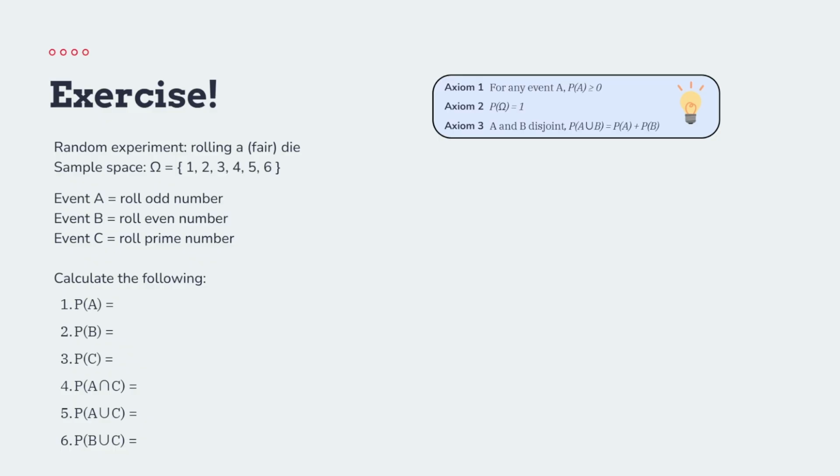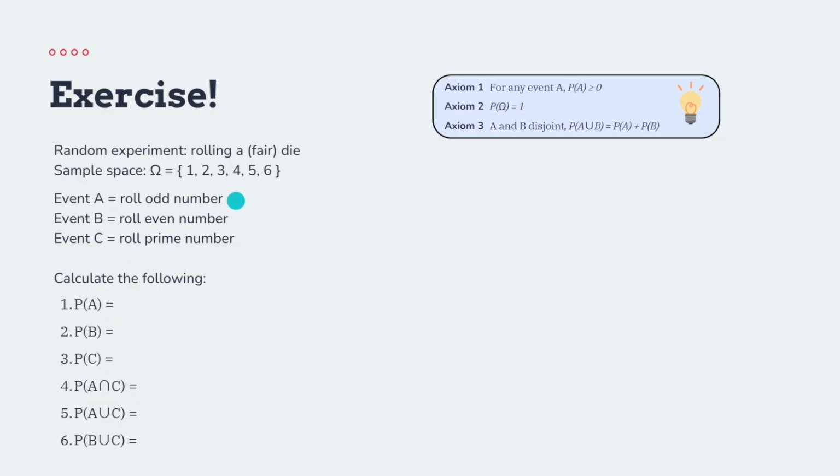I've got one more for you, and we cannot do an exercise without rolling a die. So that's our random experiment with a sample space of rolling a 1 to 6. We define the following events, where event A is rolling an odd number, event B rolling an even number, and event C rolling a prime number. Your task is to calculate the following probabilities. Note that I did not assign any probability values to these outcomes, but use this fair die as a hint. So, try it yourself and pause the video.